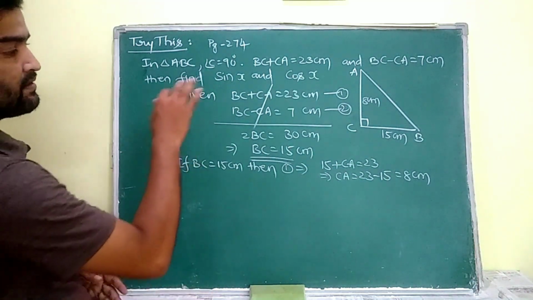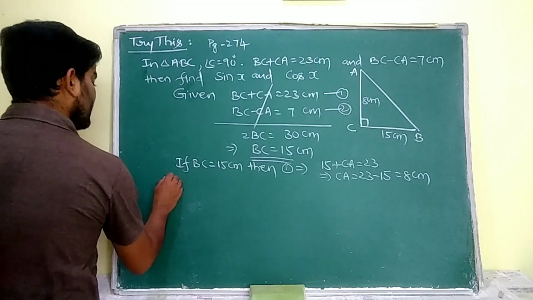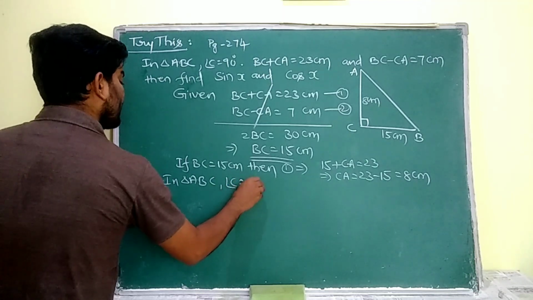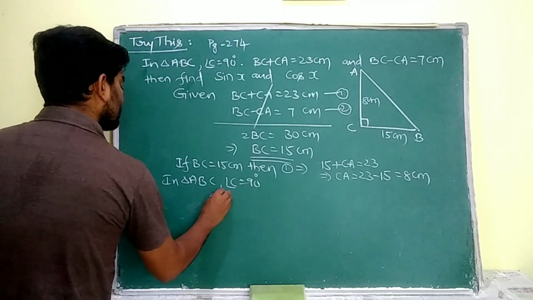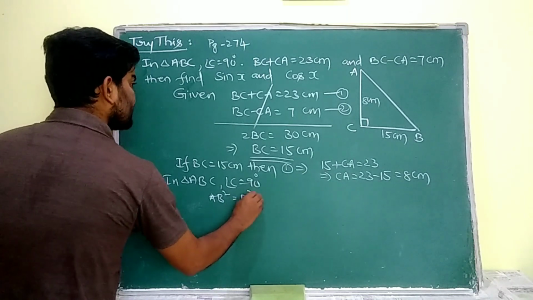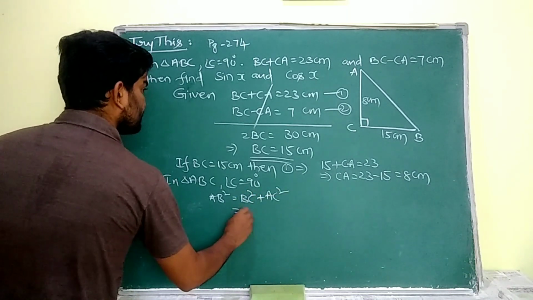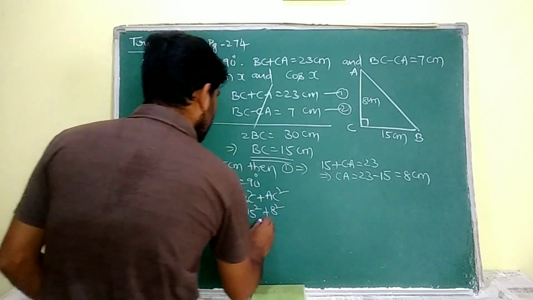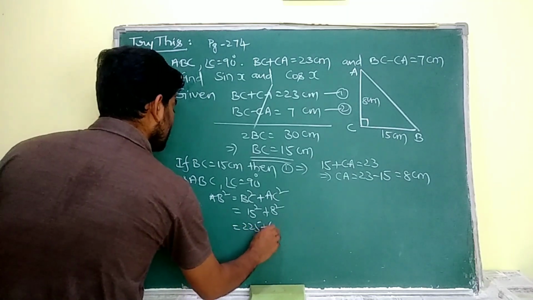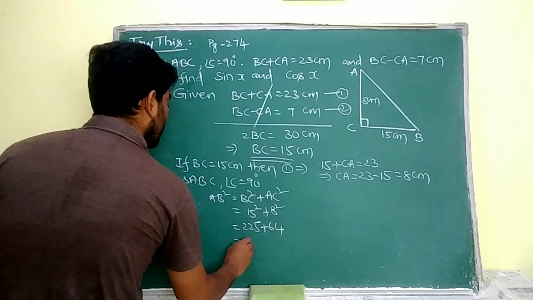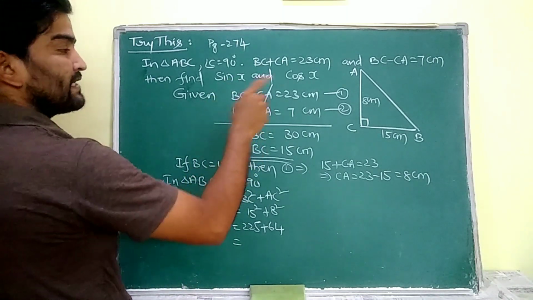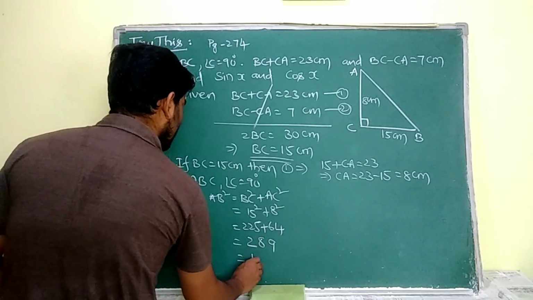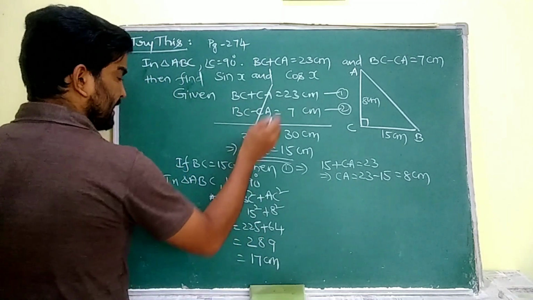Now, by using Pythagoras theorem, we are going to calculate AB. In triangle ABC, angle C is equal to 90 degrees. So AB square is equal to BC square plus AC square. What is BC square? 15 square, and it is 8 square. 15 square means 225, plus 64. We know that 15, 8 and 17 are a Pythagorean triplet, so we will write directly 17 centimeters for the hypotenuse AB.